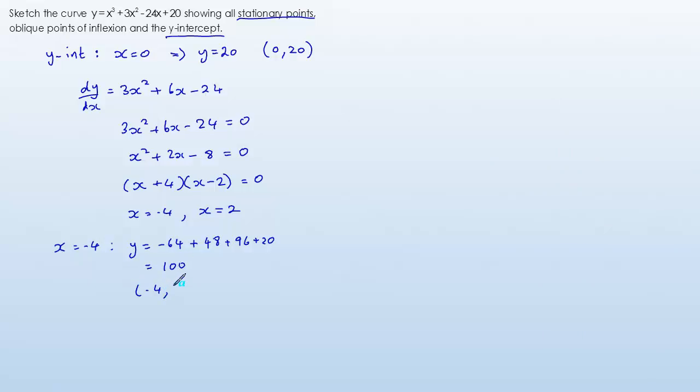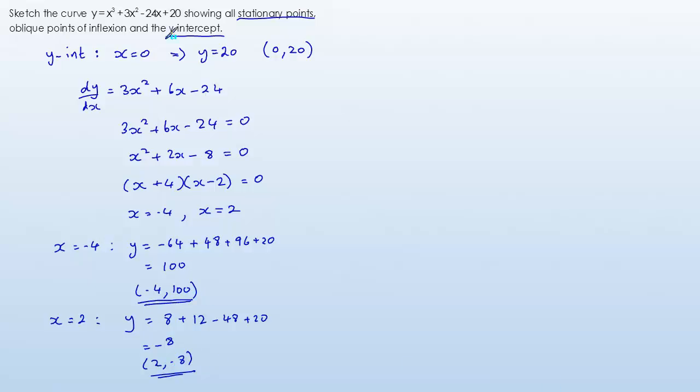So we've got negative 4, 100 as a turning point, and x is 2. This should be a bit easier. So y is going to be equal to 2 cubed, 8, plus 12, take away 48, add 20. So 20 and 20 is 40, take 48 is negative 8. So we've got 2, negative 8.